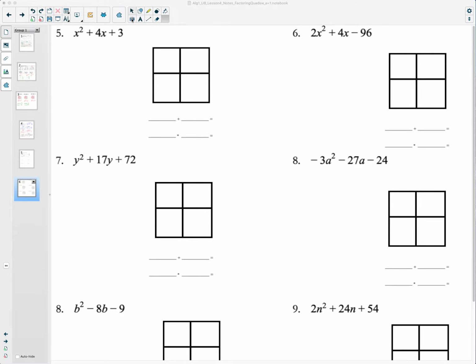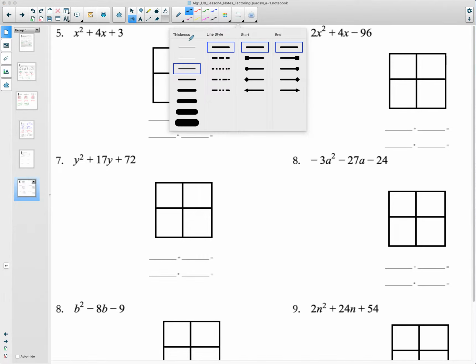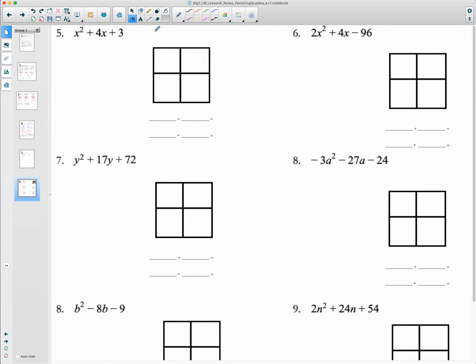So I'm just going to jump right in with number 5 here and factoring that quadratic. So let me just adjust my pen here. So now, once again, the first thing that we want to do is always look at our quadratic and see if we have a greatest common factor. In this case, we don't. So we know that our a term is going to go in this box, x squared, all right, plus 3 is going to go here.